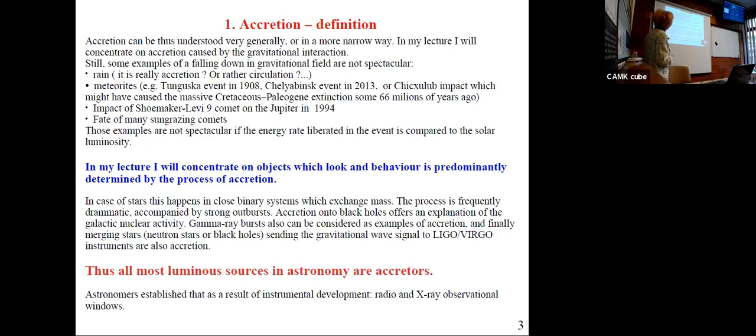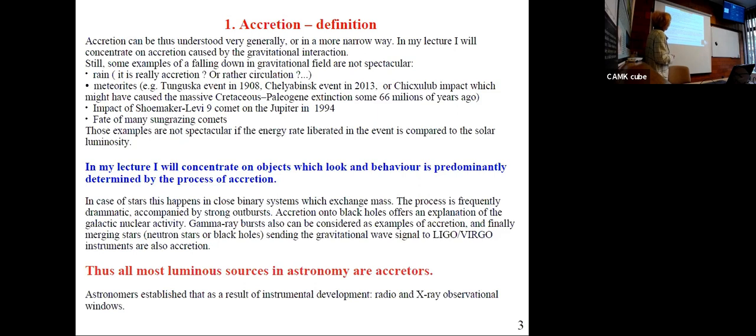There are more spectacular events like Tunguska or the Chelyabinsk event in 2013, which was really spectacular. It was a meteorite impact, which was really seen. The Tunguska one was really well recorded some 60 million years ago. Probably such an impact, a bit larger, caused the dinosaurs to die.